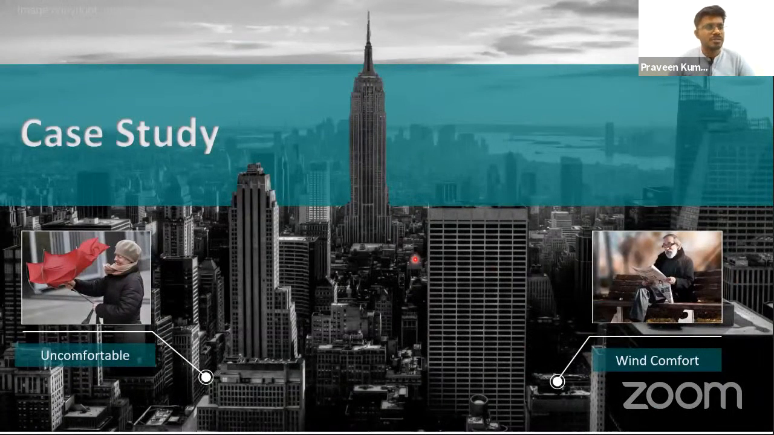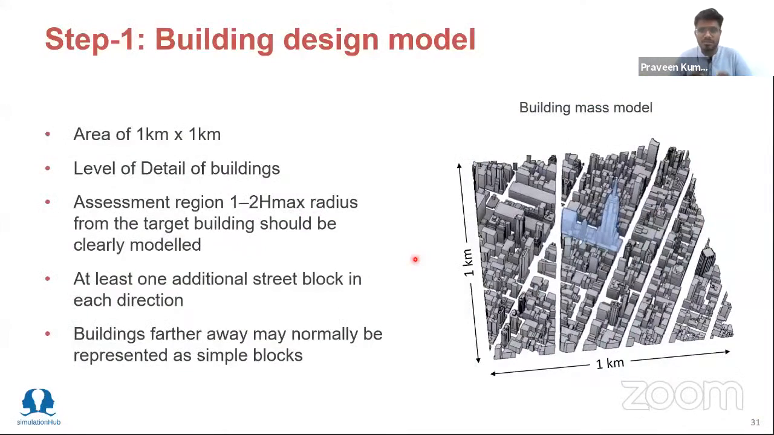Okay, so that was how a user typically uses the app, but we'll go into detail of each step, which will be of your interest. We'll take the case of the Empire State Building, and we'll see how we have used the app for doing the safety simulation. There are some guidelines when uploading the building design model. You select the building mass model, and then you select an area such that it contains at least one additional street block in each direction.